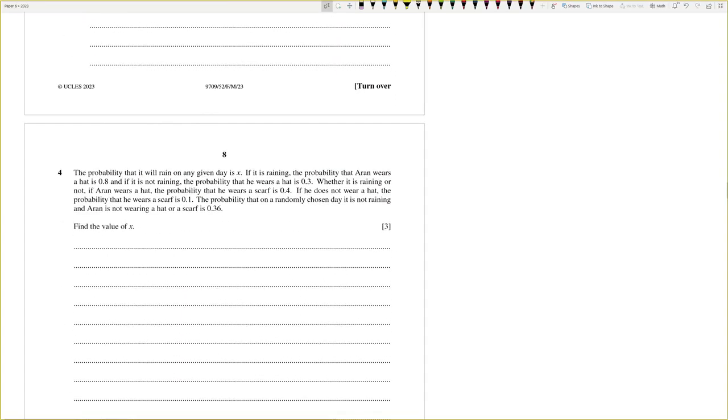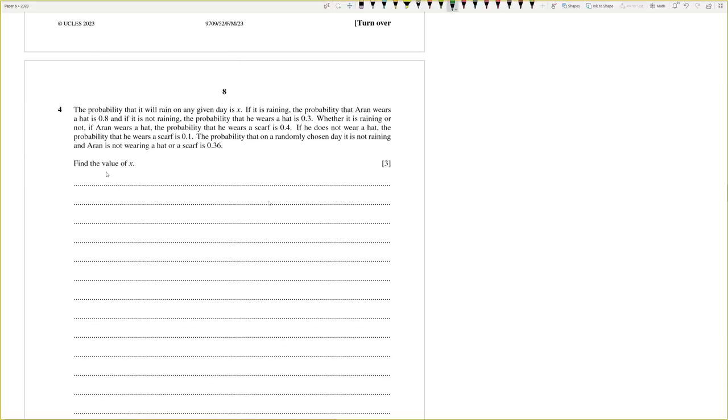The probability that it will rain on any given day is x. If it is raining, the probability that Aran wears a hat is 0.8, and if it is not raining, the probability that he wears a hat is 0.3. Whether it is raining or not, if Aran wears a hat, the probability that he wears a scarf is 0.3. If he does not wear a hat, the probability that he wears a scarf is 0.1. The probability that on a randomly chosen day it is not raining and Aran is not wearing a hat or scarf is 0.36. Okay, a lot of info.